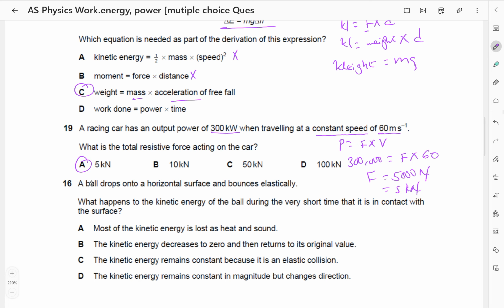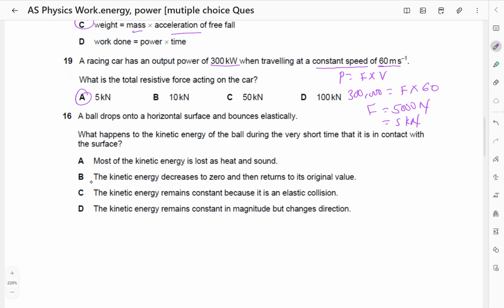So making the answer to be A. A ball drops onto a horizontal surface and bounces elastically. What happens to the kinetic energy of the ball during the very short time that it is in contact with the surface? The very short time that it is in contact with the surface.